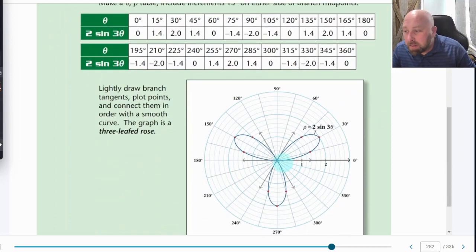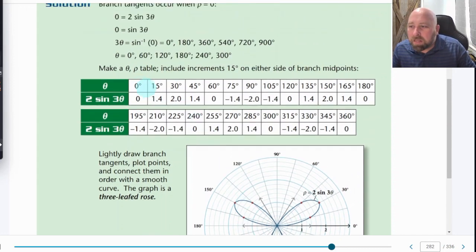So look down here, at 0 degrees, we're going to draw a line, a branch tangent. That's this line right here. You can see these little arrows as they go out. Now, we would keep going and say, does 0 occur anymore? Because these things a lot of times repeat themselves, right?